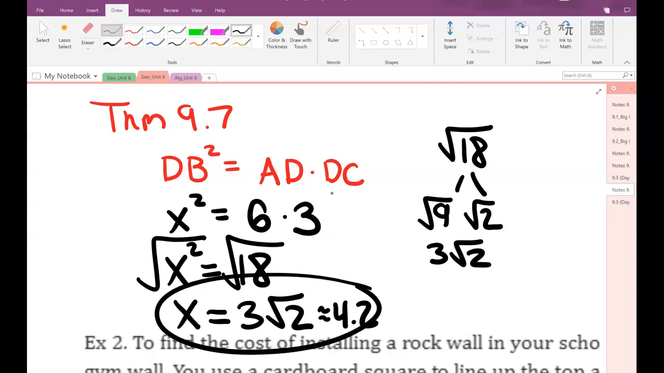Again, this is really just finding what your geometric mean is. It really is just the square root of your two terms multiplied together.